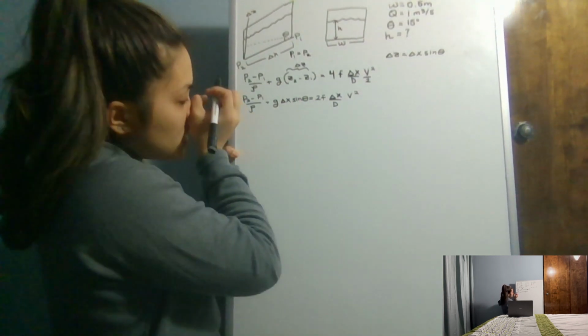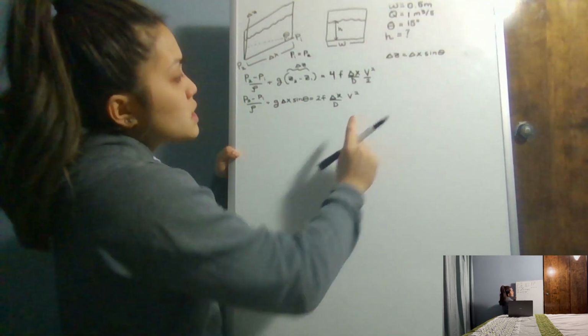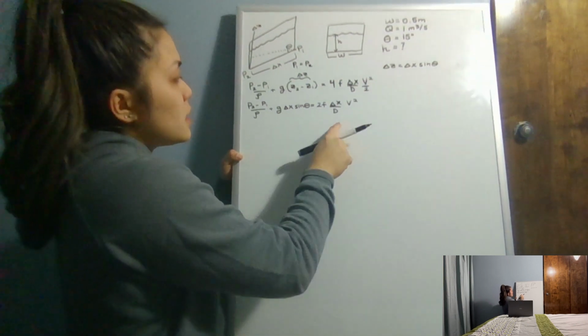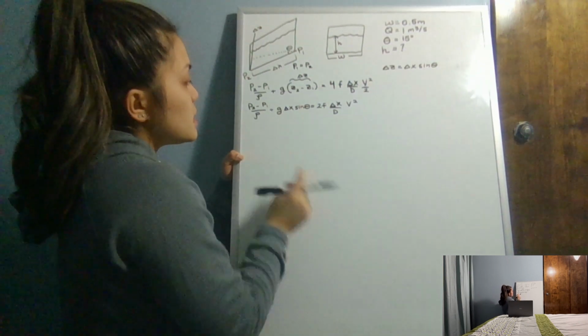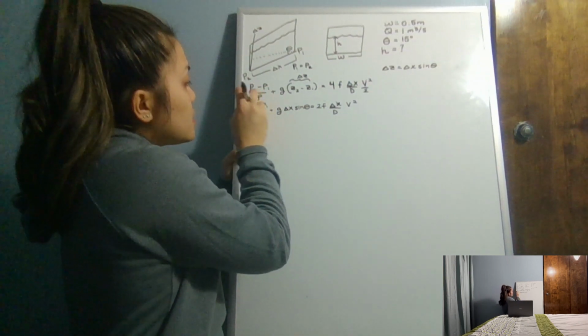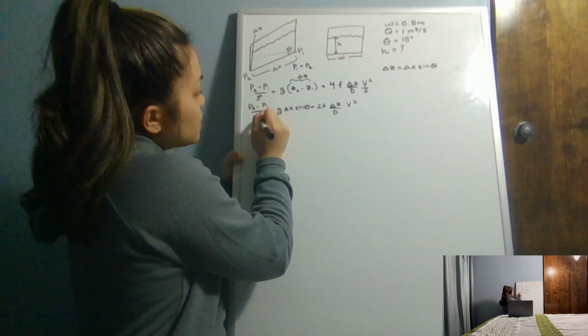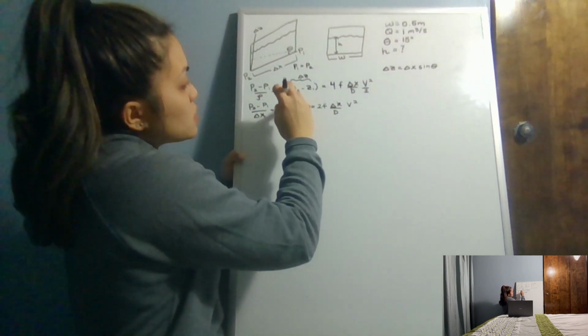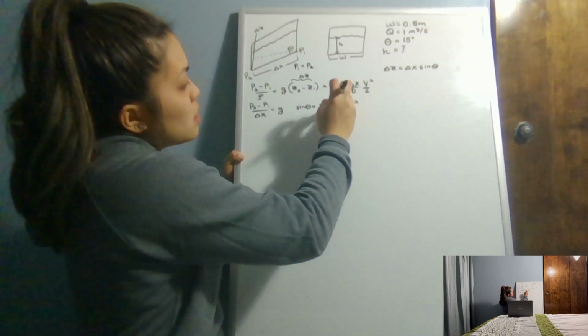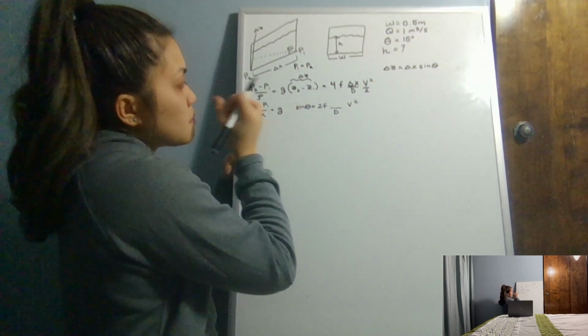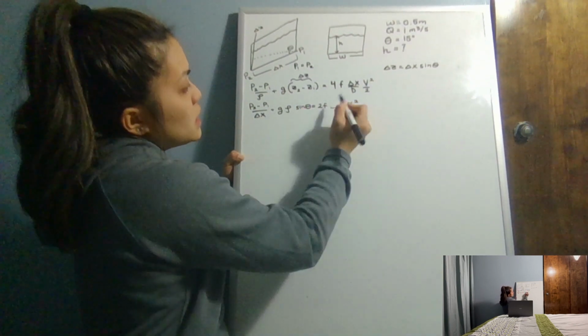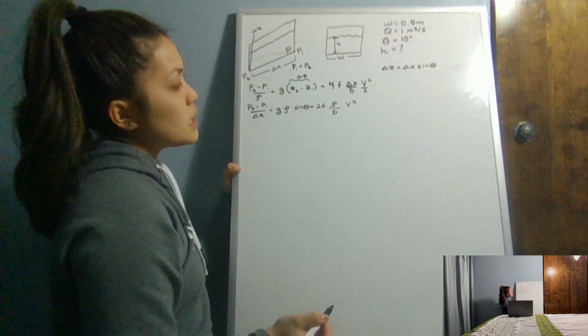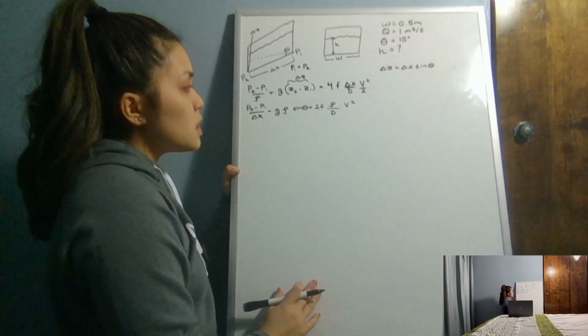Then what we can do is divide across by delta x and multiply by density. If we divide across by delta x, that will give us a delta x in the numerator here. It will cancel here and cancel here. Then we're multiplying across by the density, so we'll have a density here and a density here. That's what we're left with for Bernoulli's equation.